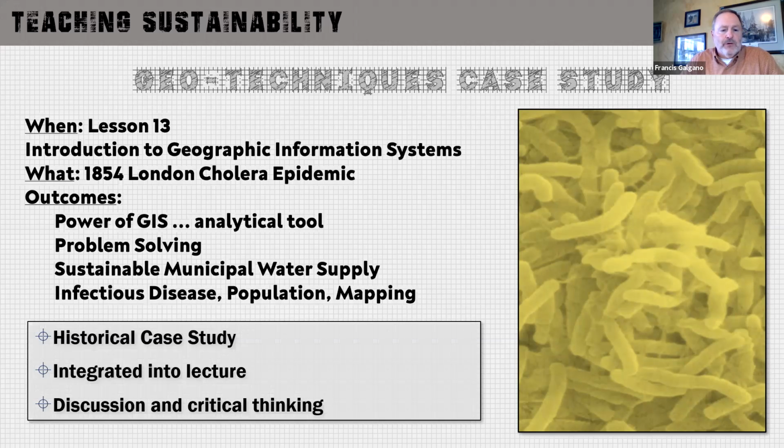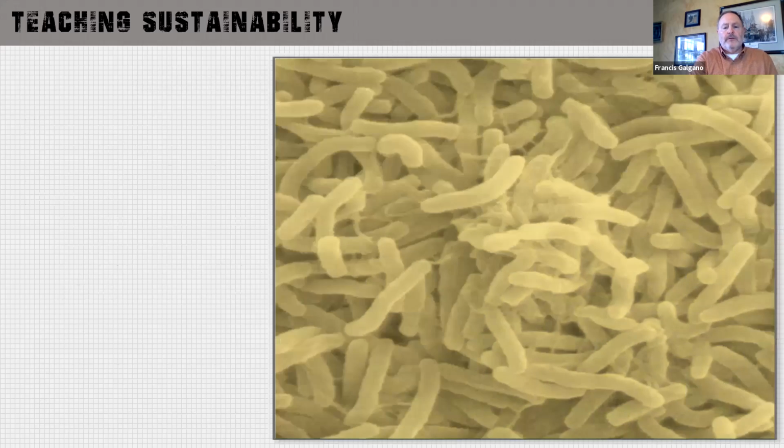And the outcome I'm looking for is the power of GIS as an analytical tool to reinforce that. It's a really great example of basic problem solving, but also in terms of sustainability, it's the sustainable municipal water supply and a look at infectious disease, population, and mapping. So as I mentioned, it's a historical case study. It comes up in the lecture, and I'll show you some of the discussion questions that I try to use to lead the discussion here.